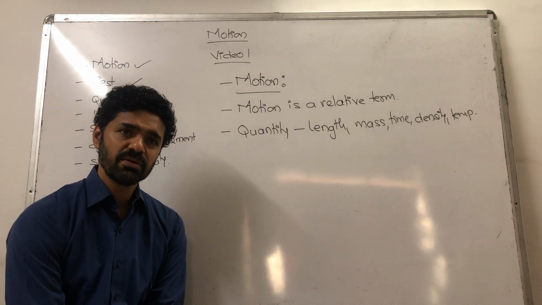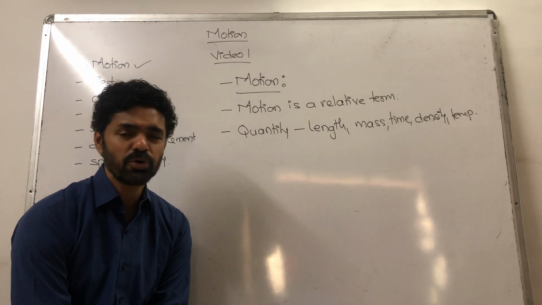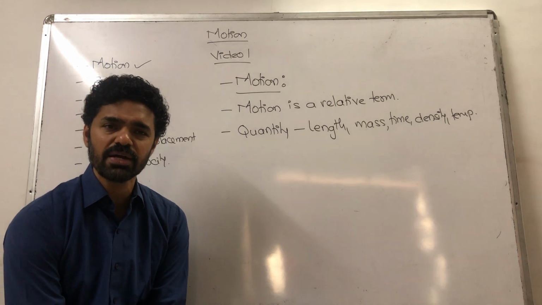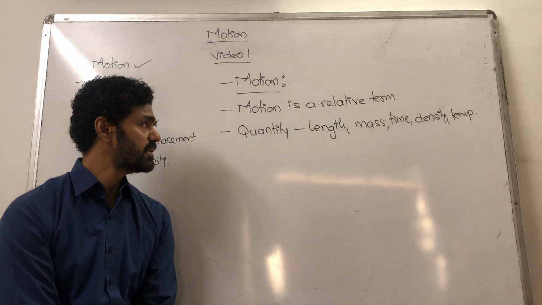Now, you cannot measure how happy you are. That could not be measured. You could not quantify that. You could not measure it. Hence, it is not a quantity.